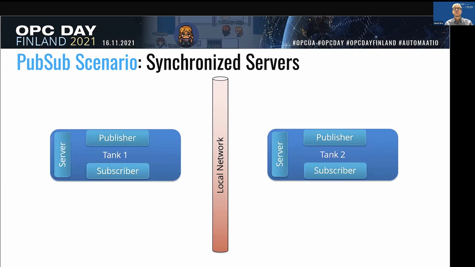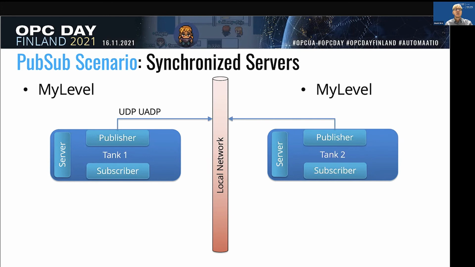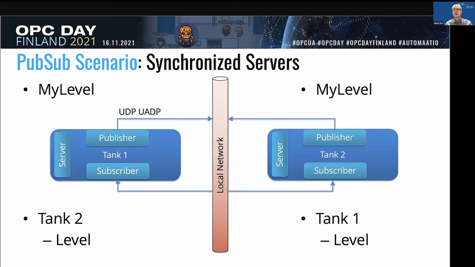The main scenario is synchronizing servers with each other. Especially in the local network, we could traditionally have two OPC UA servers. They could be hardware devices, and by adding publisher-subscriber functionality to those, we can make them both publish their level information, for example, to the network. Both have their own levels, but then they can subscribe to each other's levels, add that information to their address space, and use that also for real-time control, for example.